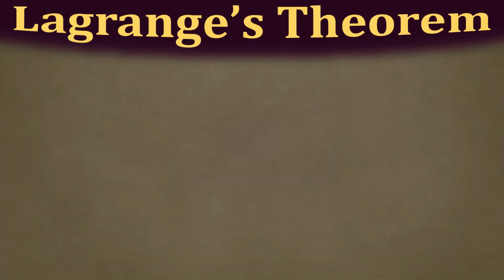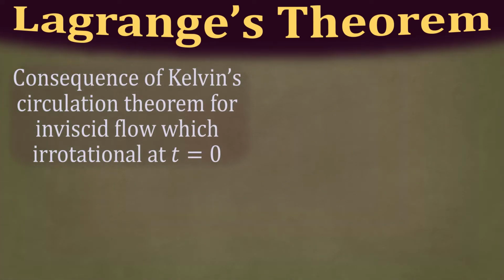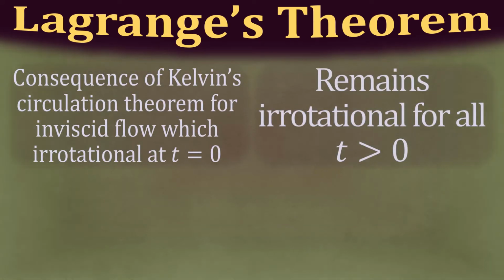Now, let's discuss Lagrange's theorem. It is an important consequence of Kelvin's circulation theorem that for an inviscid flow which is irrotational at time t equals 0, it remains irrotational for all time greater than 0.